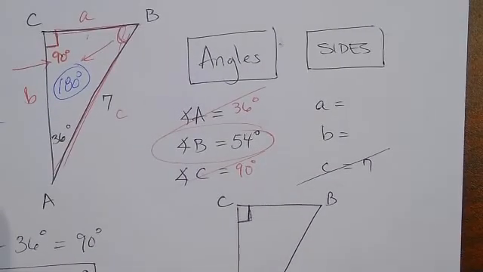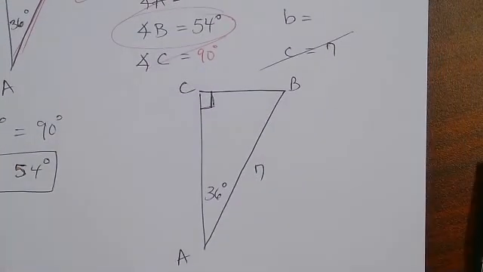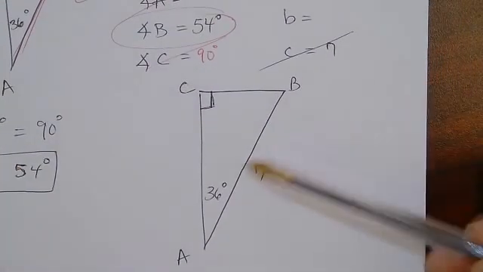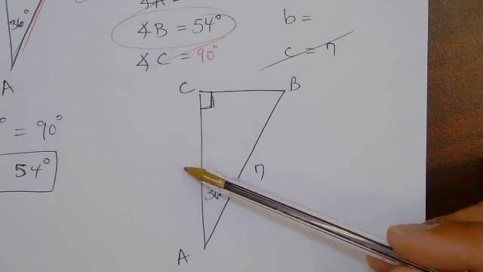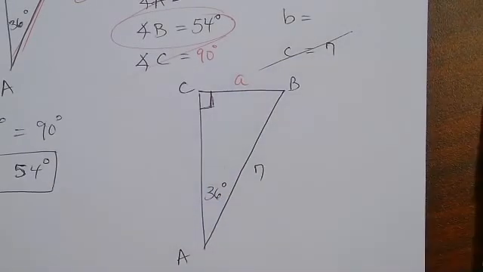We have to find, let me copy it over here again. We have to find side A. Which one's side A again? This one? No, this is angle A. Look, this one's side A. This one's side B.